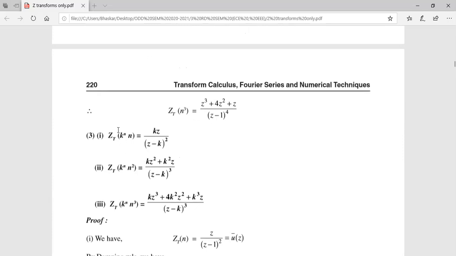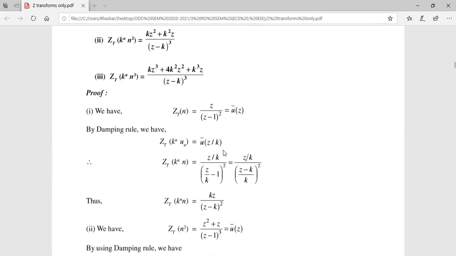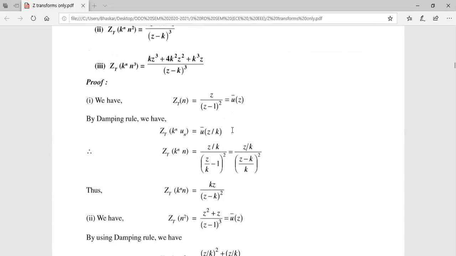Now we are going to apply the damping rule here for k power n into n, k power n into n square, and k power n into n cube. What does k power n into n say? Substitute z is equal to z by k. If you substitute it here, we get k z divided by z minus k whole square. K power n into n square becomes k z square plus k square z divided by z minus k whole cube. K power n into n cube becomes k z cube plus 4 k square z square plus k cube z divided by z minus k whole cube.